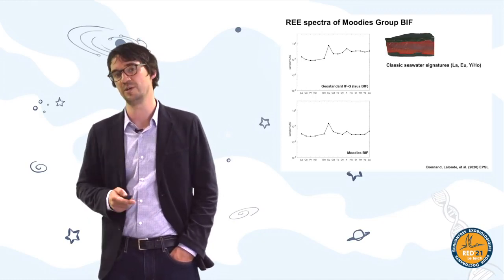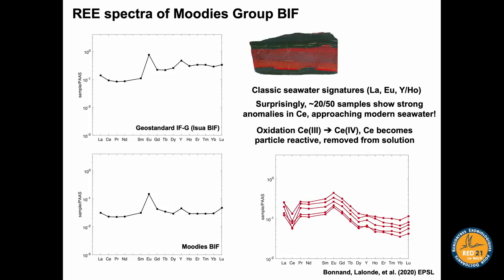This is what some of the Moody's BIF look like. Here's some others. And right away, you might notice this striking cerium anomaly. So we were very excited. Oh, maybe we have evidence for oxygen production exactly where we think it should be, these benthic microbial communities at 3.2 billion years ago.